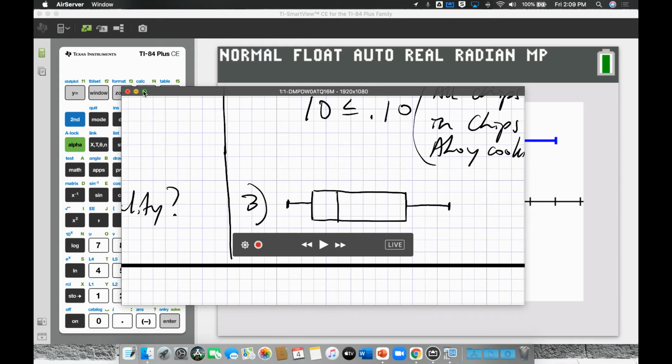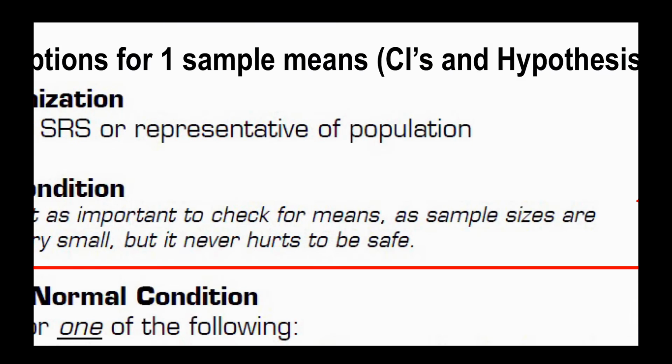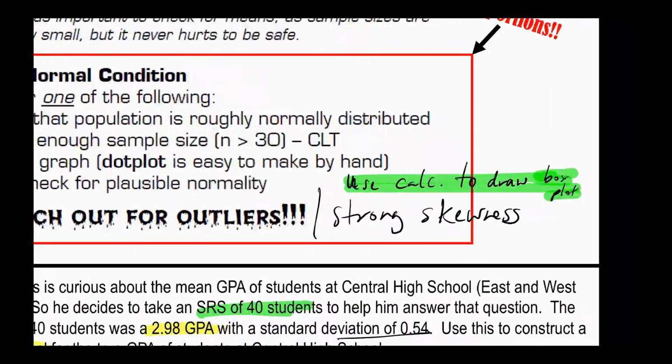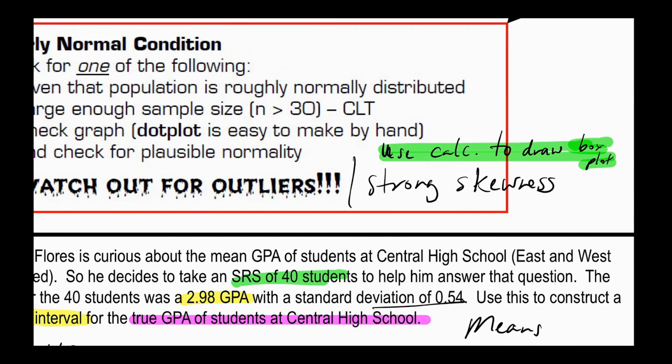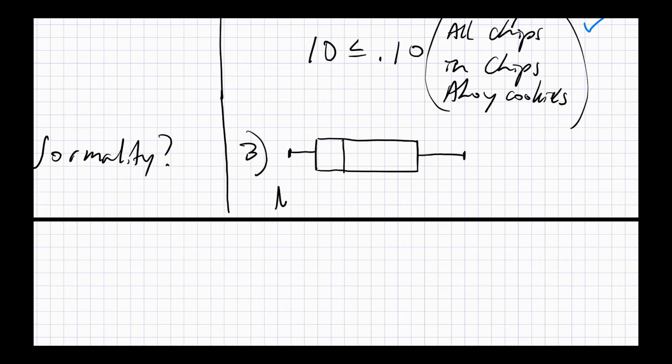So what it said, let's go back to that page. Option number 3 says check graph and check for plausible normality. So watch out for outliers. Were there any outliers? We're going to say no outliers. Now, strong skewness. Let's look at this guy here. First thing we're going to say is no outliers. That we know for sure.